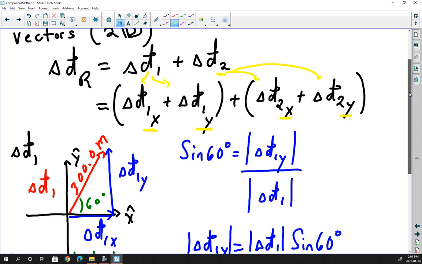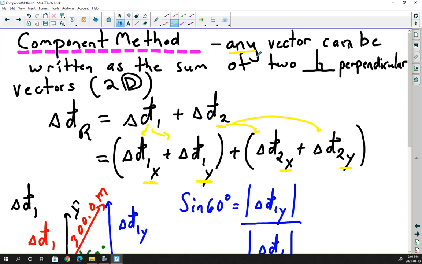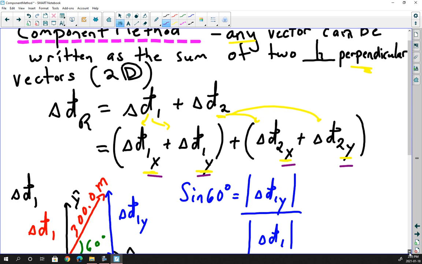So I'm going to remind you of this statement. We use it the entire year. Any vector can be written as the sum of two perpendicular vectors. Here it is, right here. X and y are perpendicular to each other. So that first statement is what I've written in these two brackets. Let's take a look at each of them in turn.